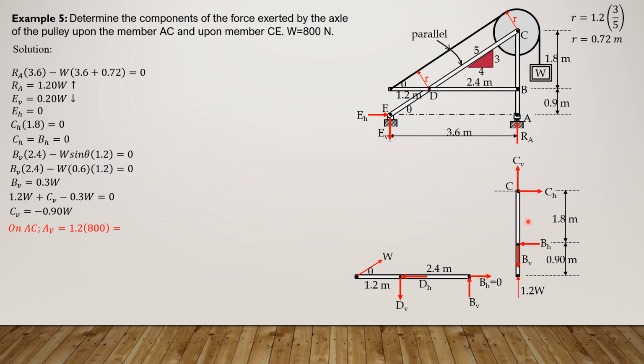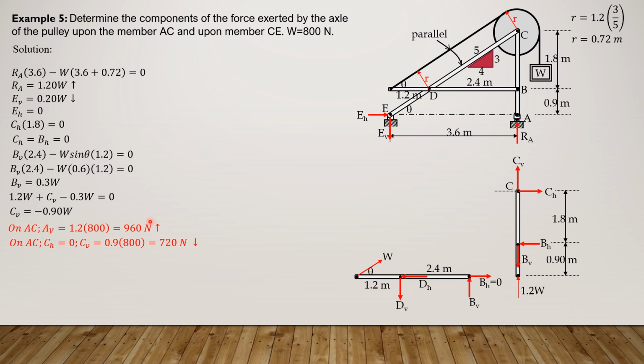So on member AC, the force exerted by the axle of the pulley upon member AC is equal to 960 newtons downward, or 1.2 times W, 1.2 times 800, 960 upward. So that's the reaction at A, pin reaction at A. Then at C, it is C sub H 0 and C sub V is 0.9 times 800, 720 newtons downward.